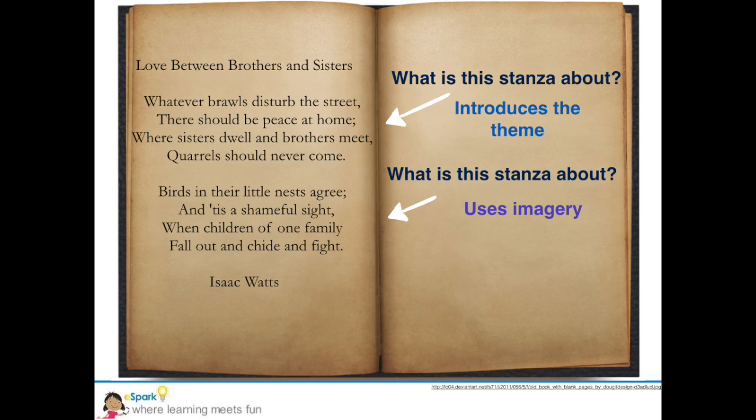So if we think about why the author put these stanzas in this order, I can imagine Mr. Watts wanting to introduce his readers to the topic, not wanting to fight with your family, and following that with imagery, you know, those frowning little birds, to demonstrate the importance of peace at home. These two stanzas fit together like puzzle pieces to make the poem more powerful to the reader.